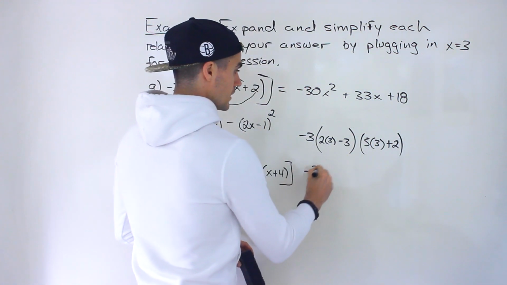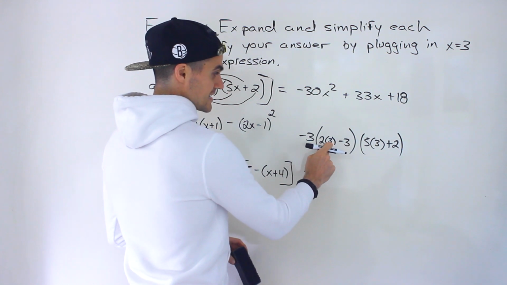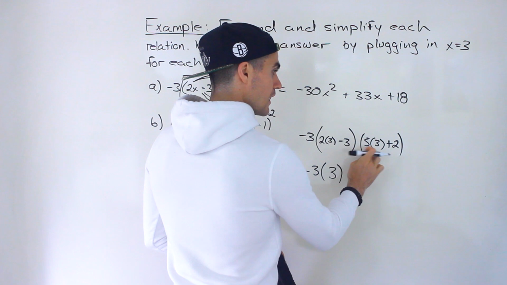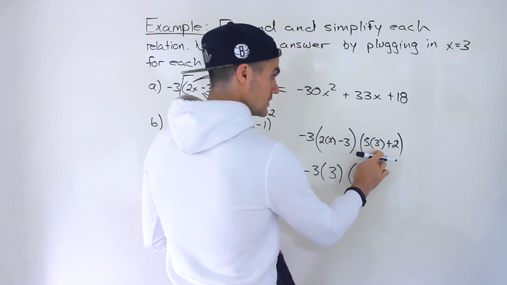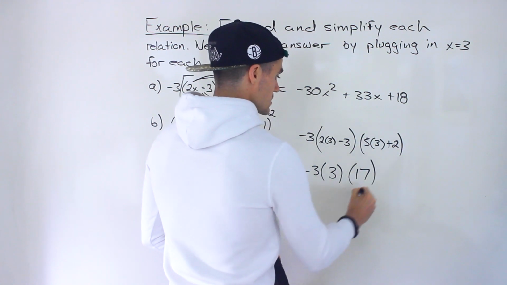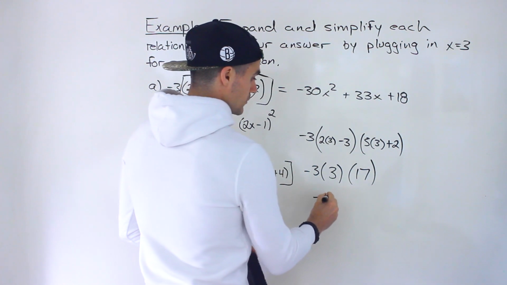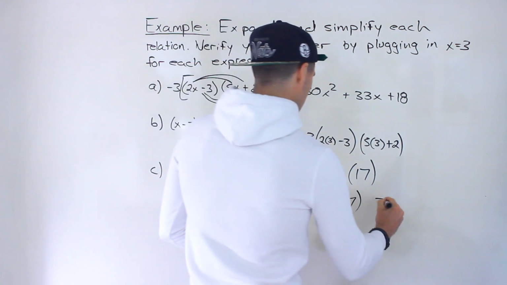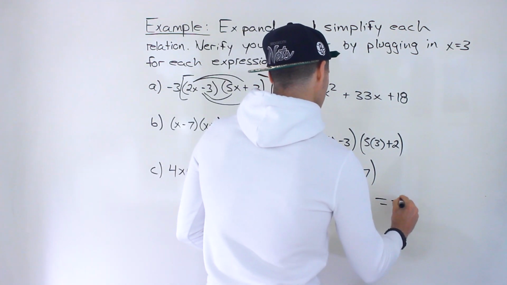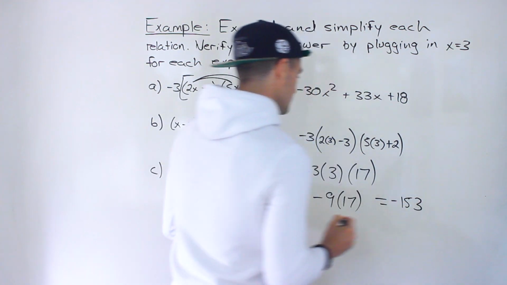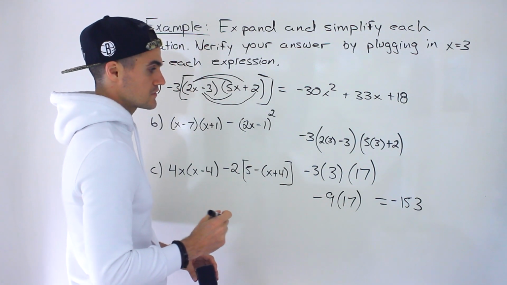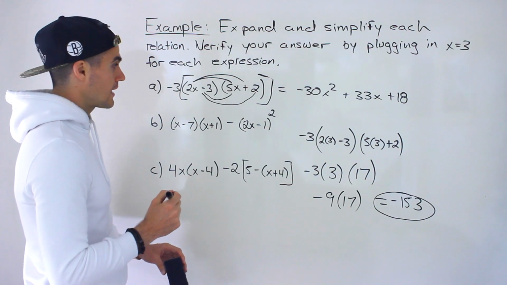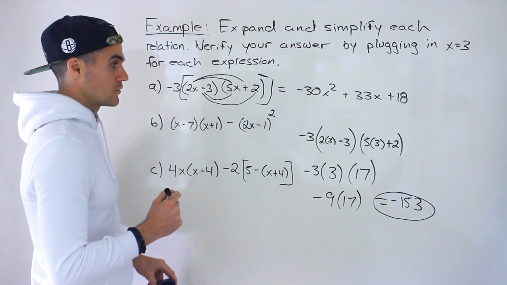So over here we'll have negative 3. 2 times 3 is 6, minus 3 would give us 3. And then we'll have 5 times 3, which is 15, plus 2 would give us 17. And so we'd end up with negative 9 times 17. And then this here would give us what? Negative 153, like that. Negative 9 times 17. So negative 153 is what we get when we plug it into the original.